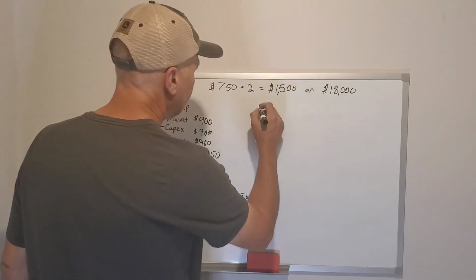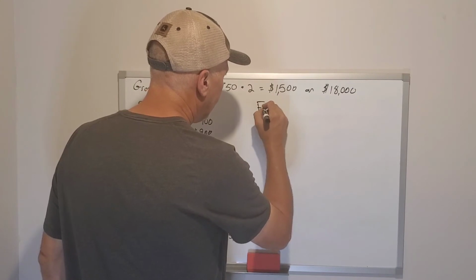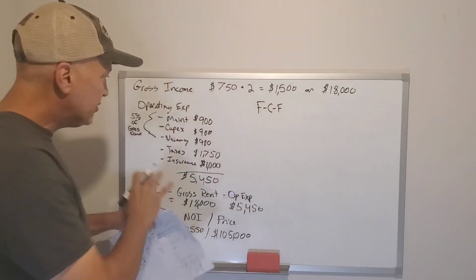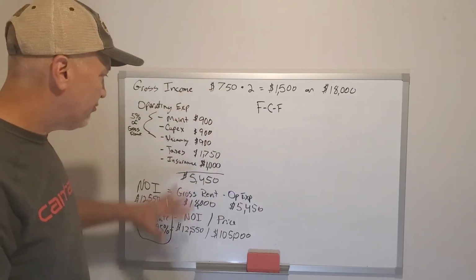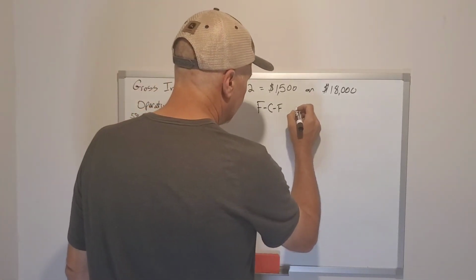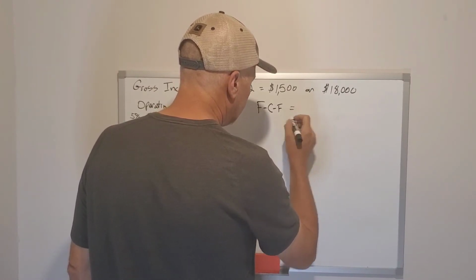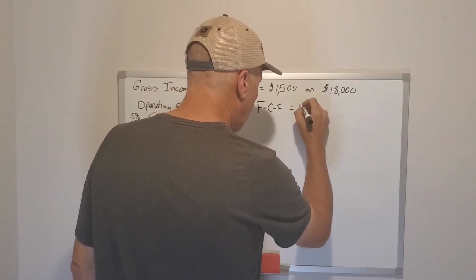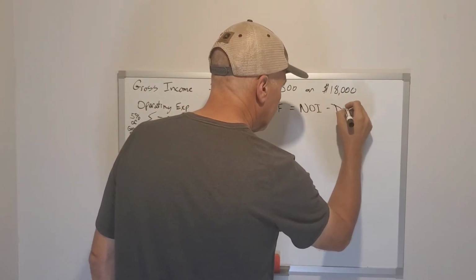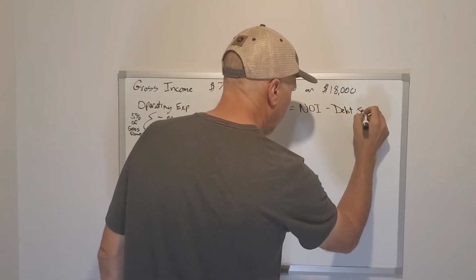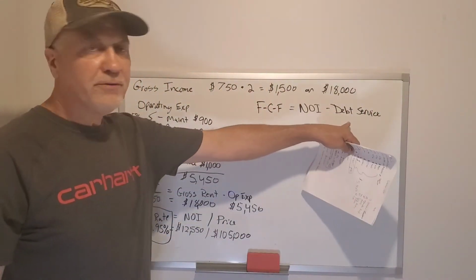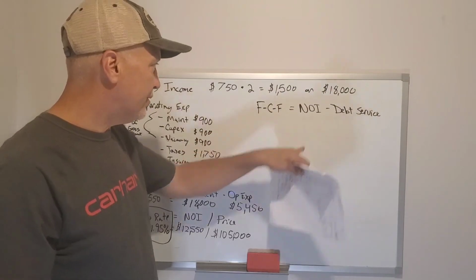So first thing we gotta figure out is free cash flow. And when we did all this, we never took into account any payments, right? Because this is kind of assuming an all cash purchase. So your free cash flow equals your NOI minus debt service. So debt service is how much you have to pay to the lender, whoever your lender is.